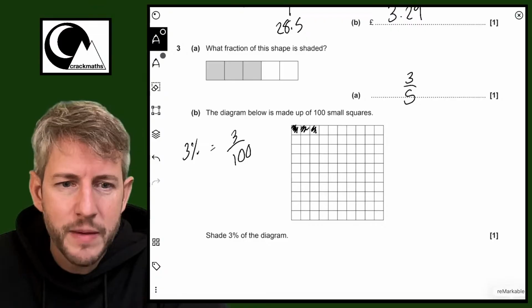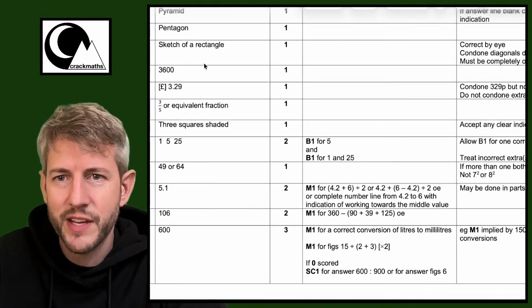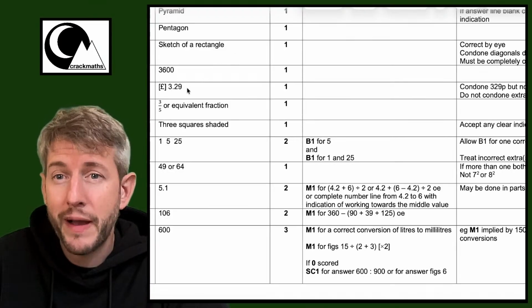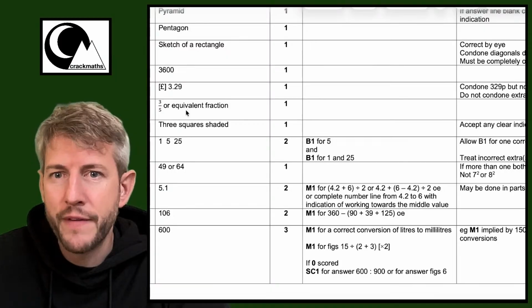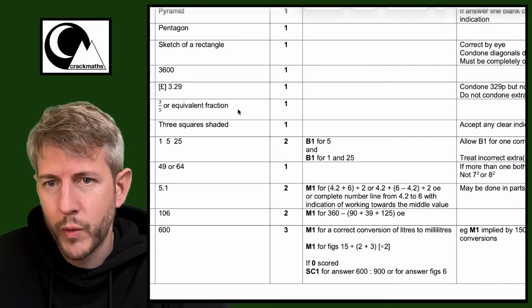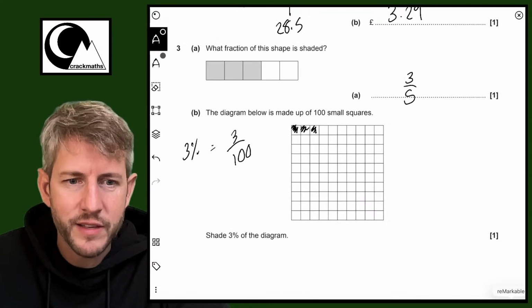So let's get the mark scheme out and check that these were all right. So here we go. 3,600. Yep. £3.29. Yep. And 3/5 of a fraction or equivalent. 3 squares shaded. Okay, great. Let's continue.